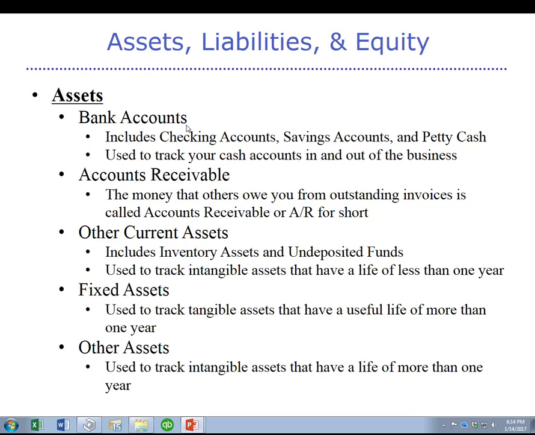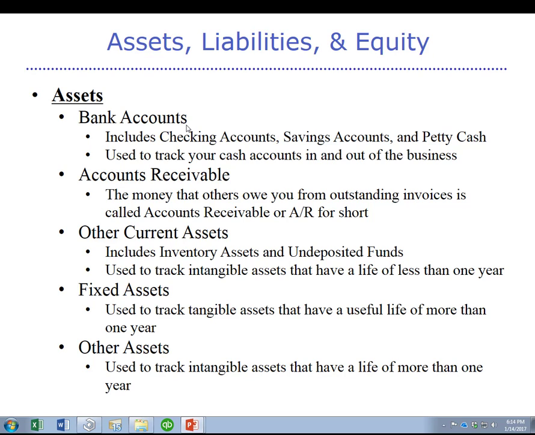To begin with, I'll start with assets. There are bank accounts, which includes your checking accounts, savings accounts, petty cash accounts, and etc. Asset accounts or bank accounts are used to track your cash accounts, any of the ones that I described above, and to track your flow of cash in and out of the business.